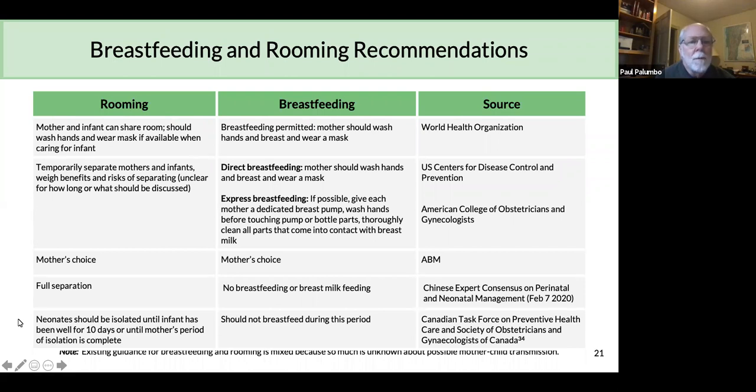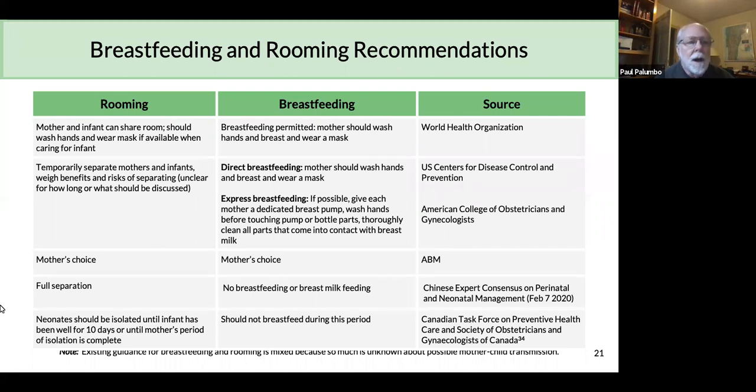We are recommending temporary separation of mother and infants, of course, weighing the benefits and risks of that separation. And we don't know how long the separation should be maintained. When one goes to breastfeeding, direct breastfeeding is allowed or at least recommended. Expression of breast milk and administering via bottle is another approach that is considered and is coming out of ACOG, or the American College of OBGYN.